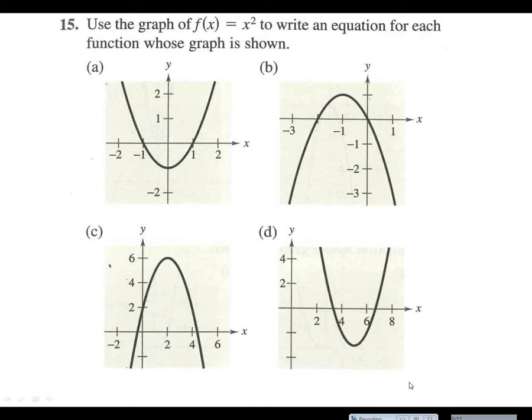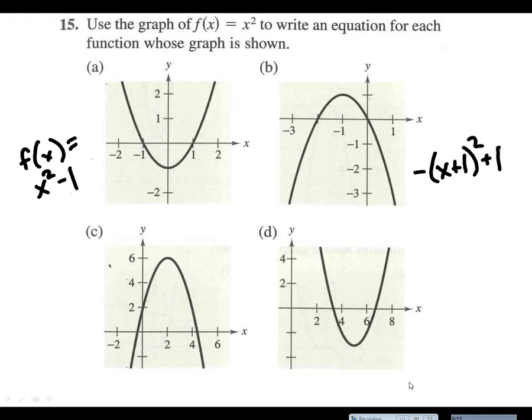Alright, use the graph of f of x equals x squared to write an equation for each function of the graph that is shown. First graph is simply shifted down by 1, so we're going to have f of x is equal to x squared minus 1. On problem B, we're going to be flipped over, so we're going to have negative. We are shifted left 1, and we are shifted up 1.